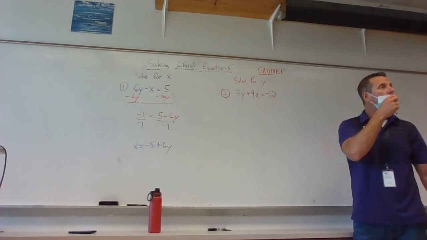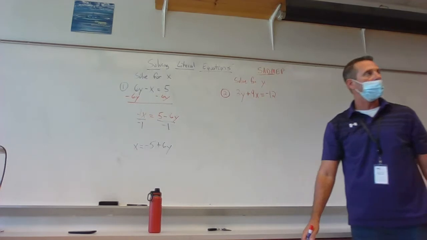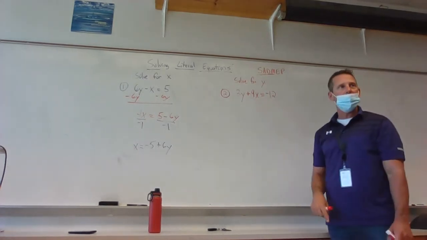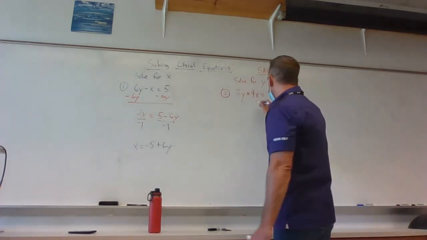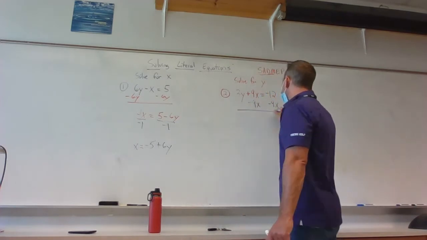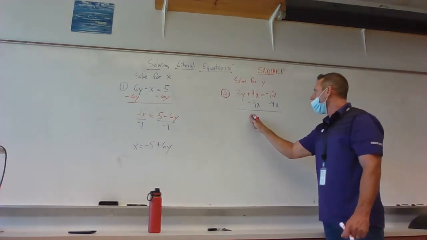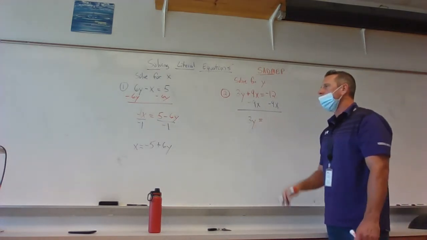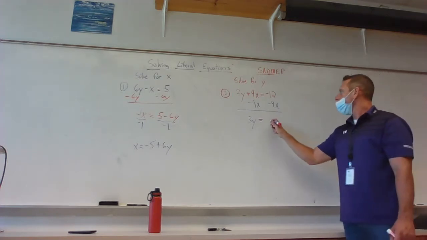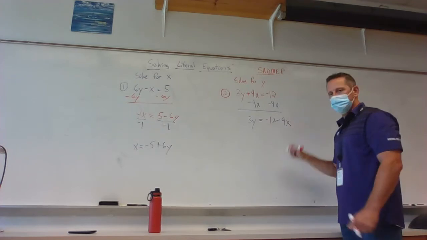Yeah, right. That's what we're going to subtract, right? Again, first thing, add or subtract something to the other side. We're adding a 9x, so undo it. Minus 9x. Subtract 9x from both sides. Now we've got a 3y on the left, and on the right, we've got a -12 minus 9x.